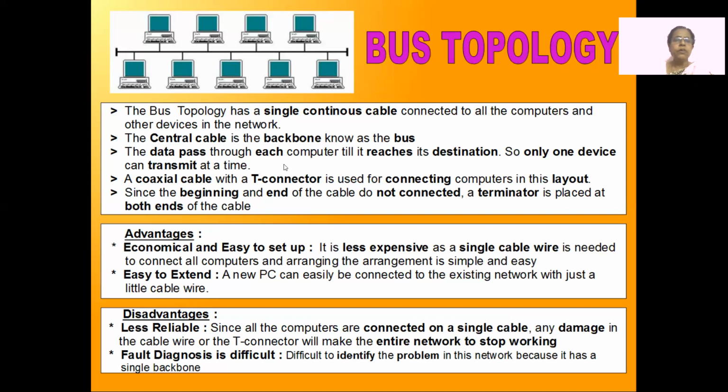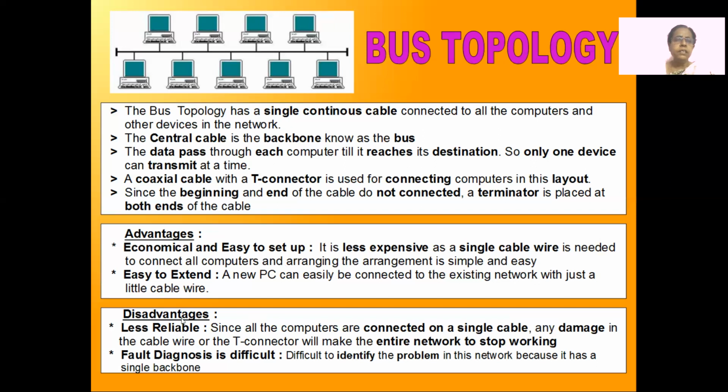What is the advantage of this type of topology? The advantage is it is very economical because it is very easily set up. It's very simple. It's very less expensive because you need only one single wire for connecting all the computers and these small cable wires to connect each one. If not, it's one single line. And it's easy to extend in the middle. If it's a long line, you can extend and add many PCs in this network.